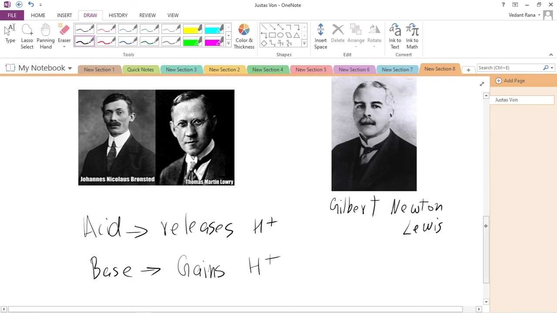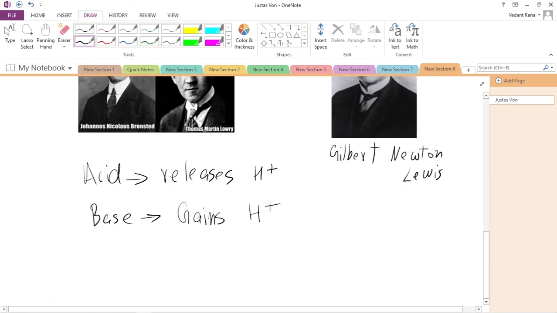But this theory had its own limitations, such as it still could not explain the acidic nature of substances such as SO3, SO2, CO2 and other such substances, and the acidic nature of AlCl3. So the acidic nature of these substances was explained by Gilbert Newton Lewis, who gave his own acid-base theory.